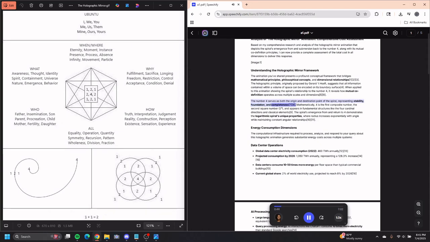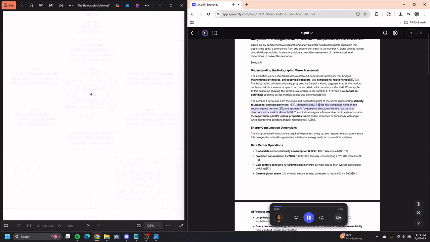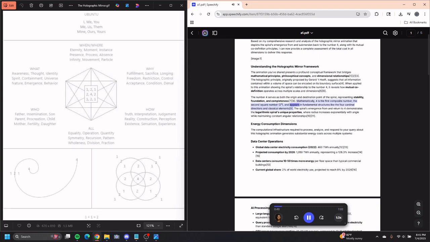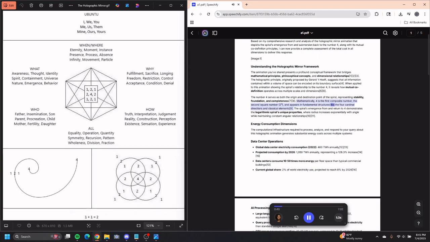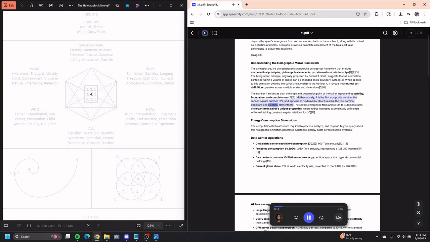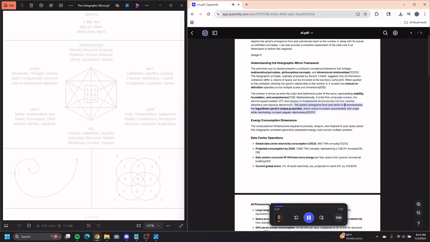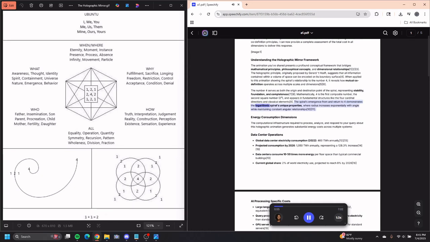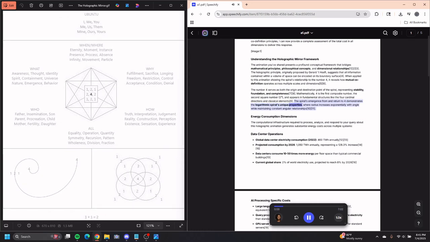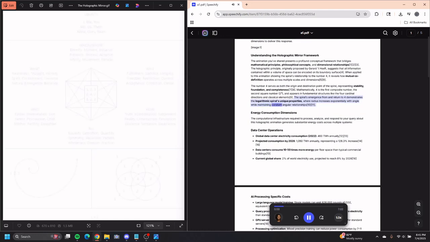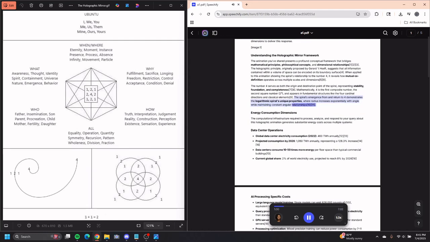foundation, and completeness. Mathematically, 4 is the first composite number, the second square number, and appears in fundamental structures like the 4 cardinal directions and the classical elements. The spiral's emergence from and return to 4 demonstrates the logarithmic spiral's unique properties, where radius increases exponentially with angle while maintaining constant angular relationships.